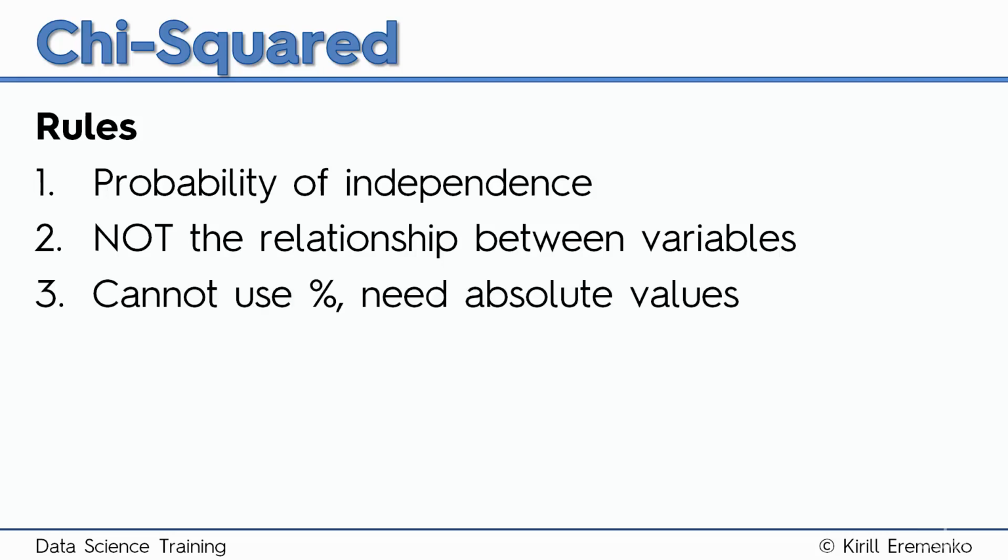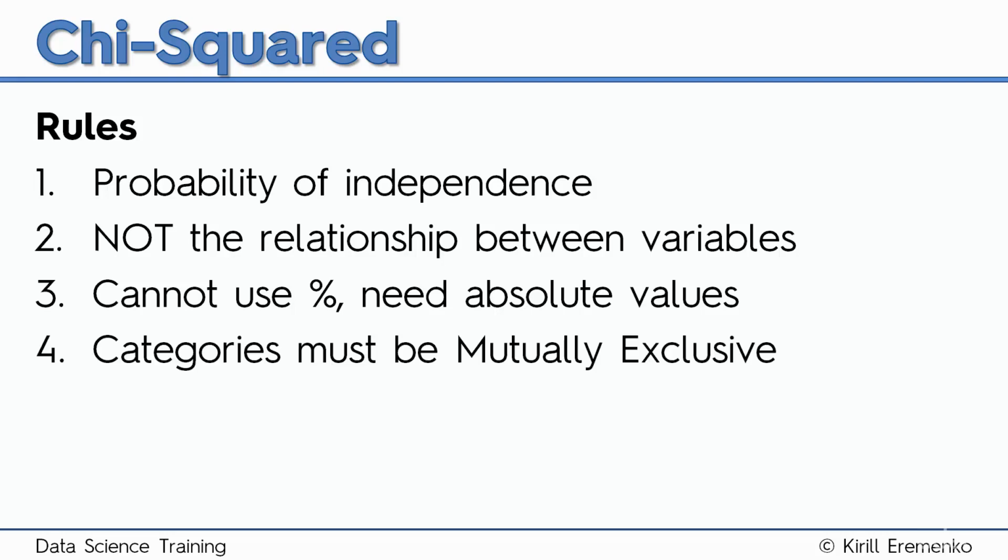You cannot use percentages. You need absolute values. As we discussed, you have to convert your table into the absolute values. Make sure you don't put percentages in. That's a common mistake people make. They put in percentages and then they run the chi-squared test. It'll give you a wrong result.